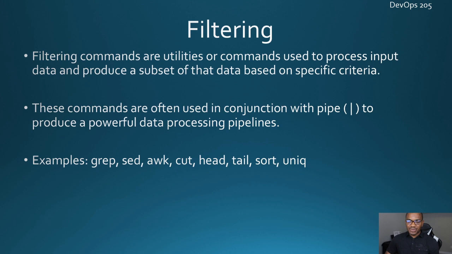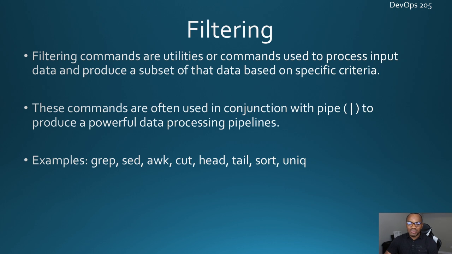So that's that. Let's continue to filtering. Filtering commands are utilities or commands used to process input data and produce a subset of that data based on specific criteria. Filtering is just, you have a file, you just want to get a subset of the file, not the whole file. You can just use your filtering command to filter the subset out. You want to get maybe the first column or the first few lines, you can use these commands to filter it out. The commands are used in conjunction with pipe to produce a powerful data processing pipeline.